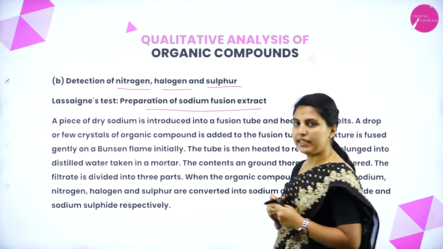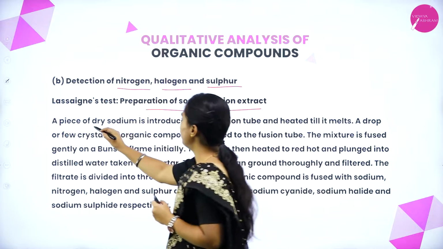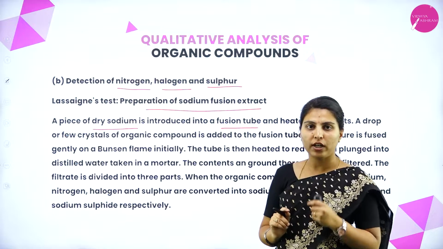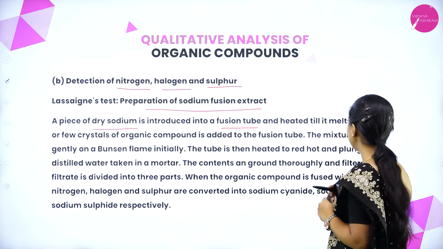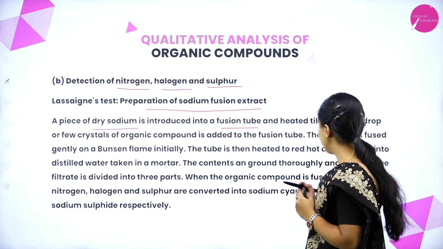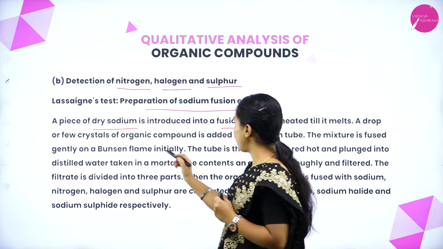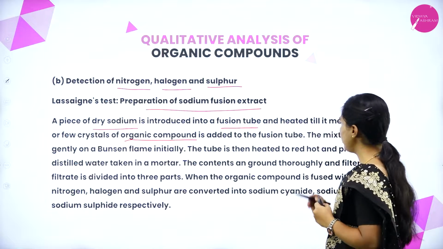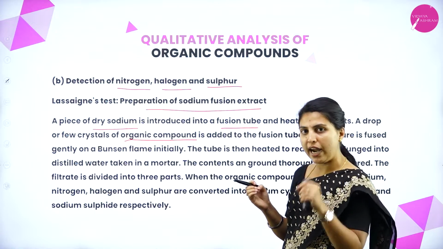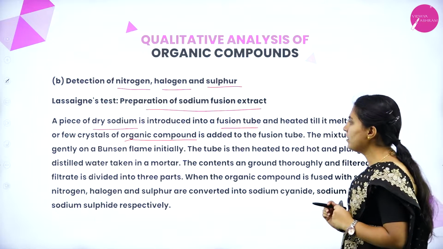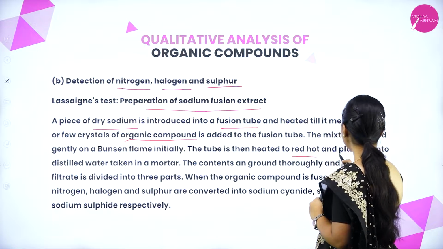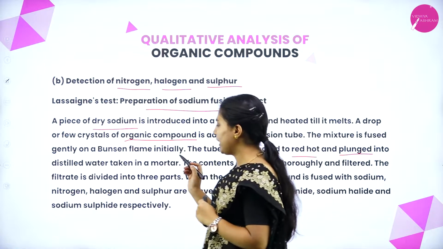Now we will see here. A piece of dry sodium is introduced into a fusion tube. The fusion tube will be very small, not like a complete test tube, and it is heated till it melts. That sodium should get melted within that fusion tube. A few crystals of organic compound are added to the fusion tube. After it melts, a little bit of organic compound you should add into that fusion tube. The mixture is fused gently on a Bunsen flame initially. The tube is then heated to red hot and plunged into distilled water taken in a mortar.